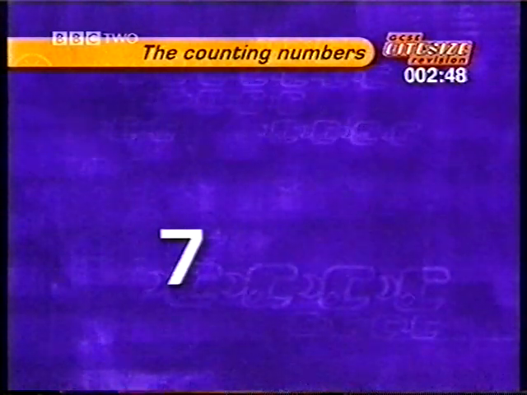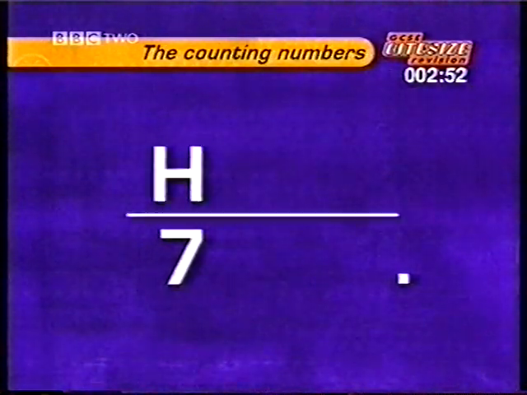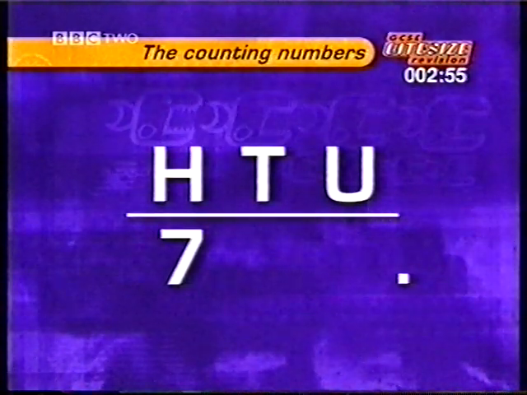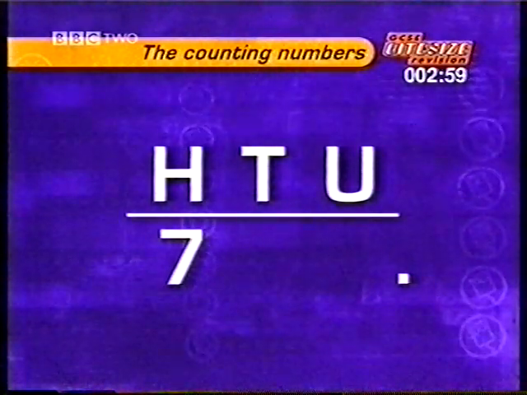This digit is a 7, but 7 what? Let's put a marker in. Then add a heading for hundreds, tens, and units. Now we can see that 7 really means 700, and the marker is a decimal point.